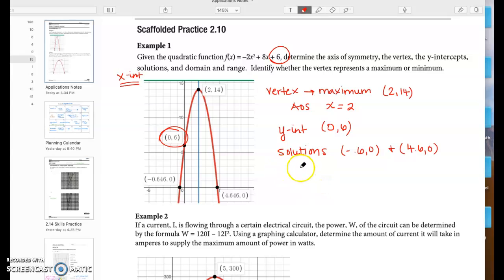Domain of any quadratic function is all real numbers. The range, we're going to use the y value, so we want to figure out what y value we're always going to be above or below, which is going to be from the vertex because that's the highest or lowest. So the range of this graph is such that y is always going to be less than or equal to 14. And again, that's the y value from the vertex.